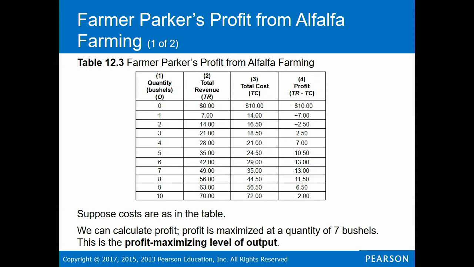So in this case, the farmer has $10 in fixed cost. So when they're producing no bushels of alfalfa, they end up with a negative profit, negative $10. They're earning a loss. When they produce that first unit, total revenue is $7. Their total cost is $14. So again, they're still going to be losing money, but this time they're only losing $7. When they produce 2 units, they're going to lose $2.50. So they're getting better, but they're still losing money. Finally, when they produce 3 bushels of wheat, they'll be earning a slight profit of $2.50.